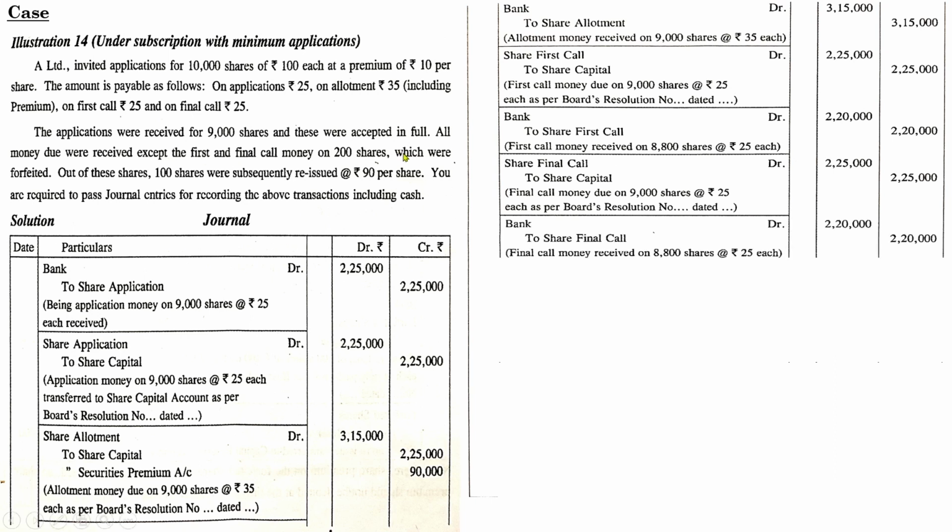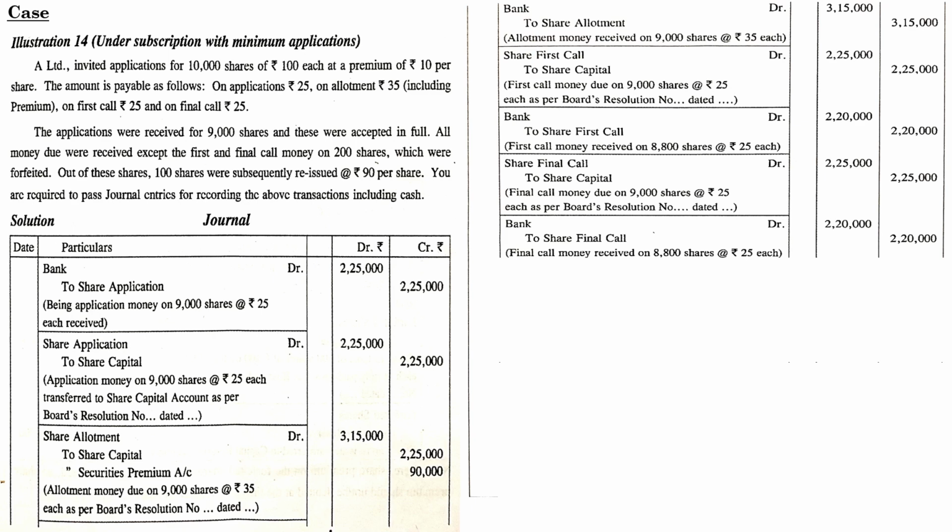Bank account to share final call. 9,000 shares was the actual number of shares subscribed by the public, but out of which 200 shares the company didn't receive any payment for final call. So 9,000 minus 200, you will get 8,800 into final call is rupees 25, so you will get 2,20,000. So you have passed all the entries with regard to each of these installments relating to the issue.